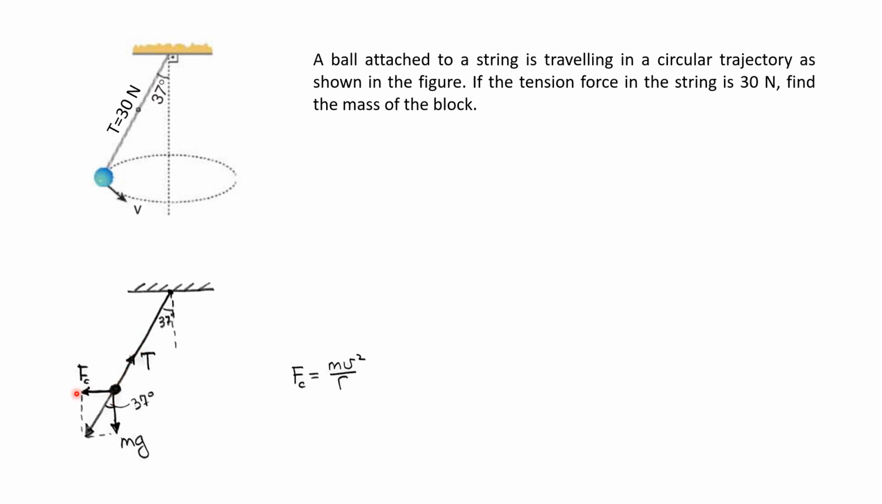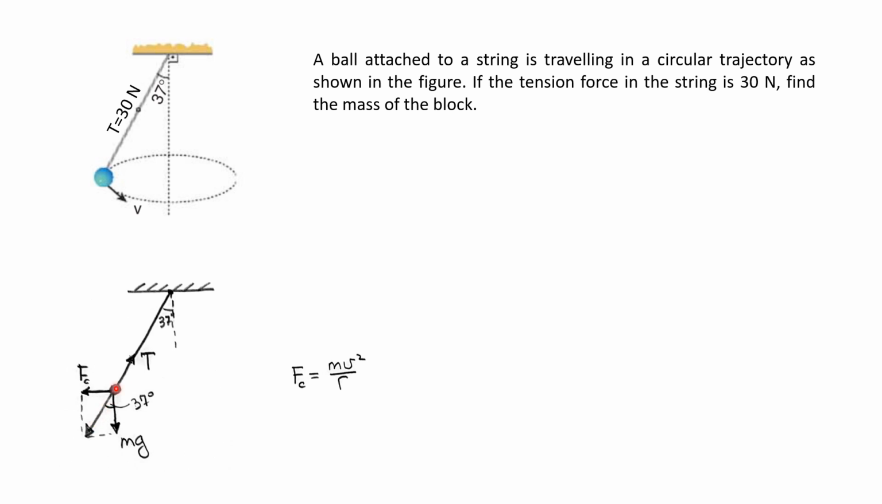right? So you have two vectors, centrifugal force that's pushing the ball out and mg or weight that's pulling the ball down, and you're going to end up with a net force that's going to be in this direction, which is going to be in the opposite direction to the tension force.